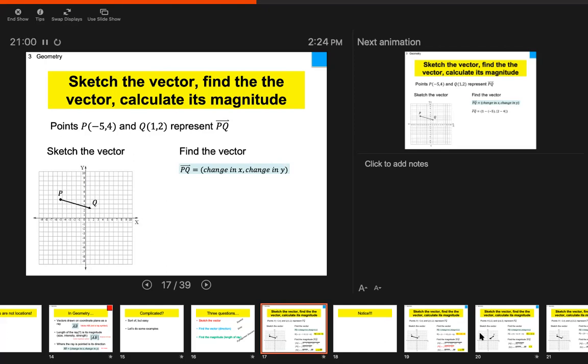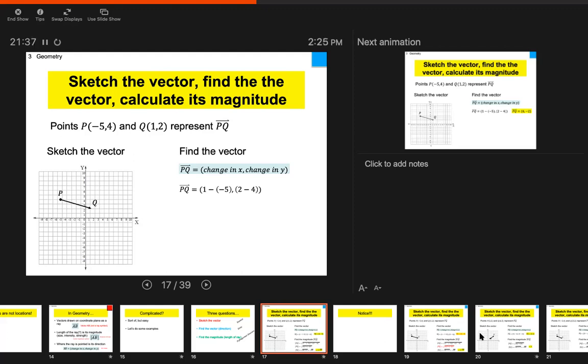Subtract the x's. Negative 5 minus 1. But remember, we're going in that direction over there, so it's really 1 minus negative 5. Otherwise, we would get a negative number. Do you get why we did that? You always want to take your farthest right and subtract your farthest left. It's 1 minus negative 5. You said 1 minus 5. Okay, I meant 1 minus negative 5. That would be 6. That's my change in x.